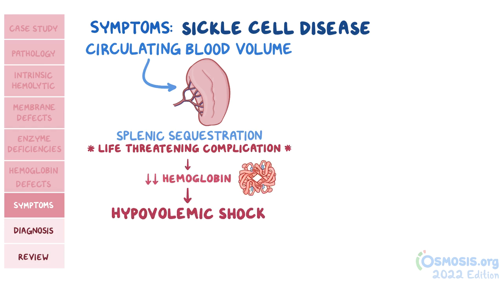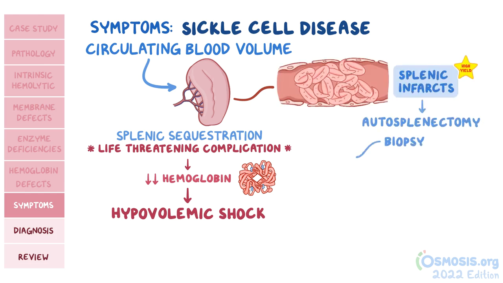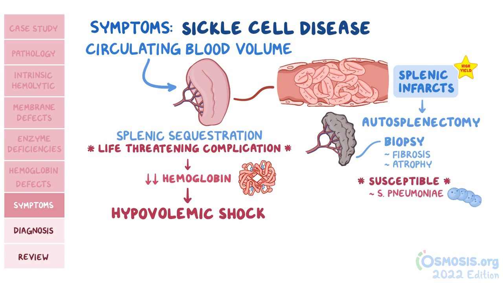Another high-yield fact to remember is that RBCs can clog up the spleen, which can lead to splenic infarcts and autosplenectomy. Biopsy of the spleen will reveal significant fibrosis and atrophy, and since the spleen plays an important role in immunity against encapsulated bacteria, the person will be susceptible to Streptococcus pneumoniae, Haemophilus influenzae, and Neisseria meningitidis infections.